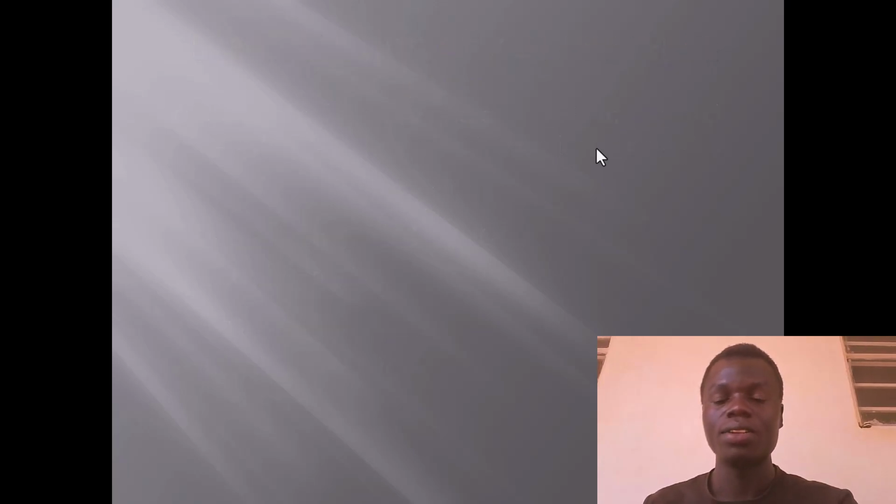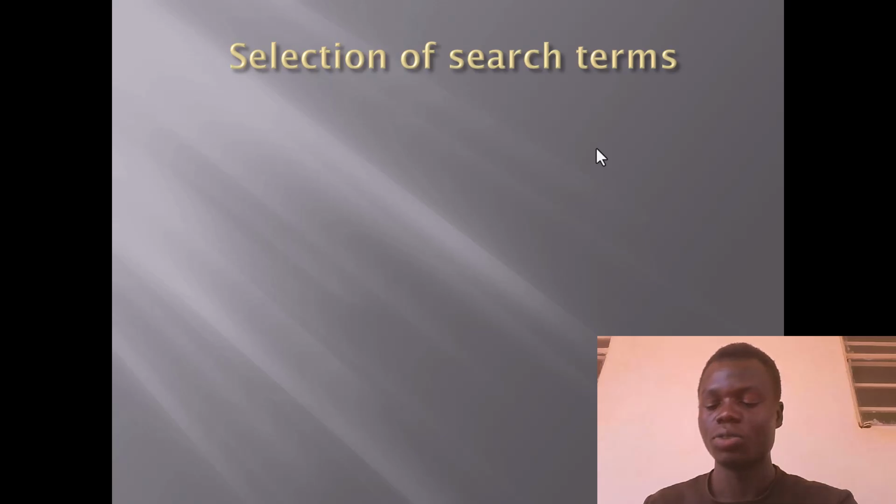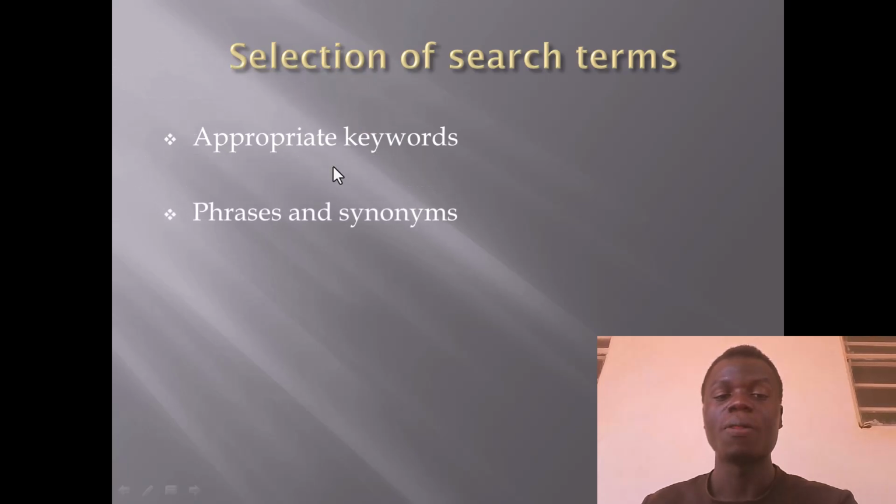After identifying such key terms, you need to select the terms that you'll be using to search in different search engines. You need to use appropriate keywords, and you need to find phrases and synonyms for the appropriate keywords that you have selected. I'm going to show you an example of how we are going to use that.